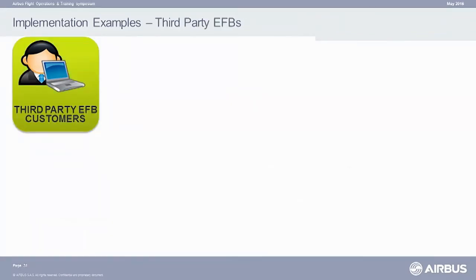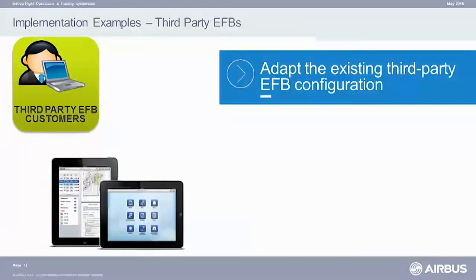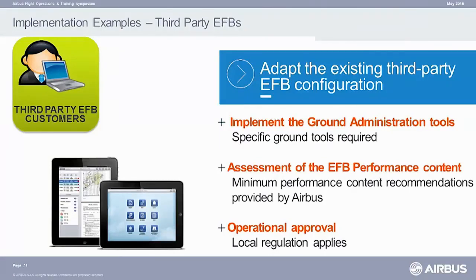Now, for the third-party EFB customers, some additional activities may be required. First, you will have to implement the ground tools to administrate and to customize the electronic QRH. You will also have to make an assessment on your third-party EFB for the performance content to ensure that the minimum performance content recommendations are available on your EFB. And finally, you will check with your local authorities the applicable regulation and the level of approval of this new application.